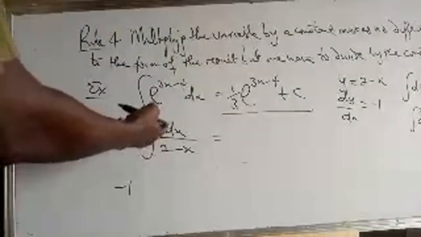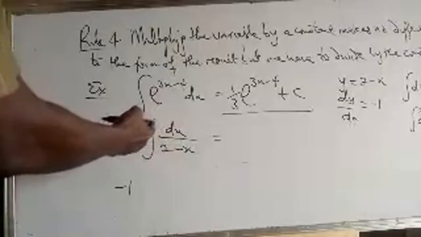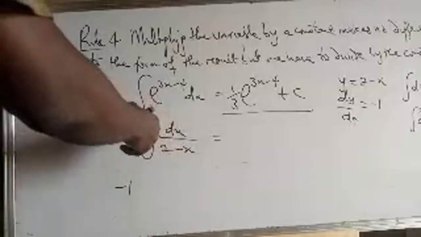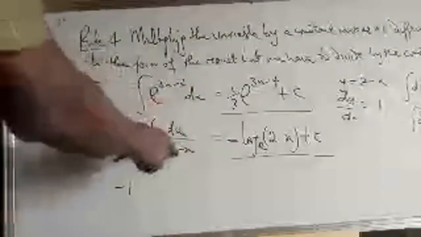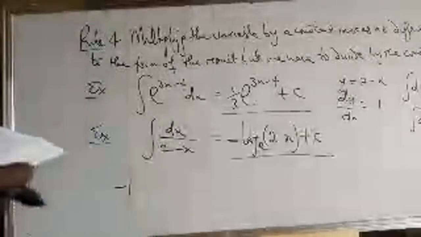Because they say multiplying the variable by a constant. So, minus 1. Can you see? So we have got minus ln of 2 minus x plus c. Because by the time you multiply by minus, it makes it look like what you have as your denominator. Okay, I think you understand that too.